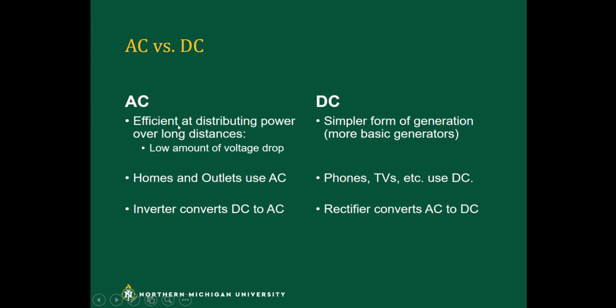Okay, for AC versus DC. So AC is very efficient at distributing power over long distances. Very low amount of voltage drop. All of our homes and outlets use that AC power. An inverter converts DC to AC for any applications that require that. DC is a lot simpler form of energy generation. Like I've just mentioned, all the different items that we use as our end use products require DC that we plug into the wall.